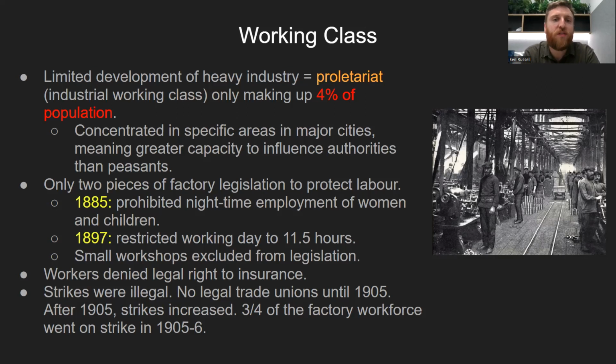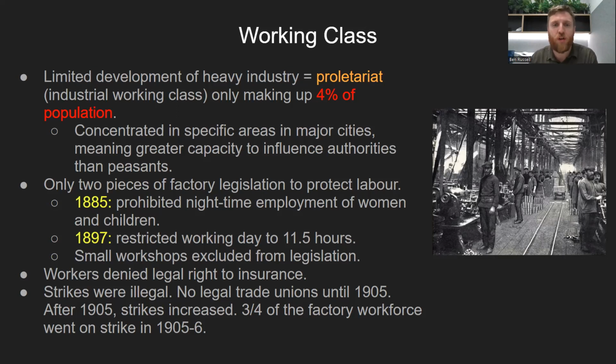There were only 2 pieces of factory legislation to protect labor. In 1885, a piece of legislation was released that prohibited nighttime employment of women and children. And in 1897, legislation restricted the working day to 11.5 hours. As this shows, the fact that there were only 2 pieces of legislation shows that workers were not very well respected and they didn't have very good working or living conditions.